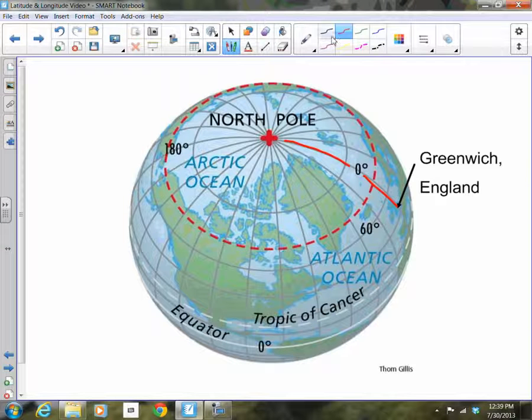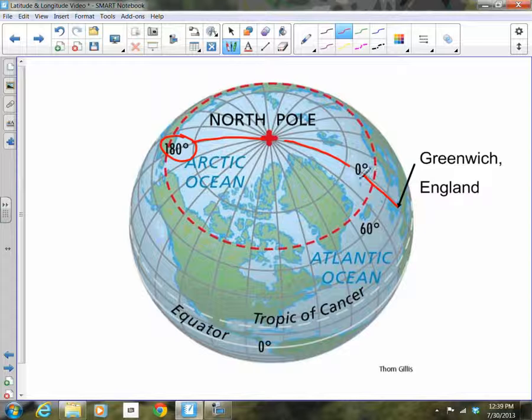Now, I want you to notice, if you start in Greenwich and you follow the prime meridian all the way up to the North Pole, and you continue on the other side of the Earth, you reach the 180-degree line of longitude. That line is special. It's called the International Date Line. And together, the International Date Line and the prime meridian separate the Earth into the Eastern Hemisphere and the Western Hemisphere.